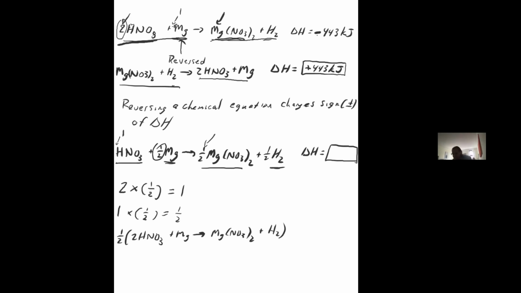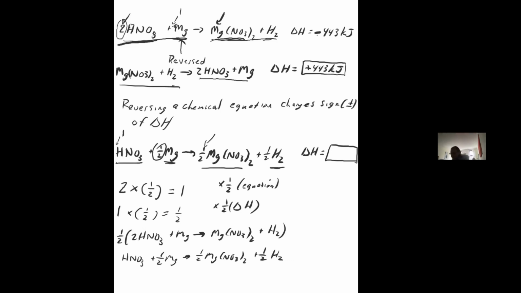Everything by 1/2. And when you multiply everything by 1/2, you get HNO3 plus 1/2 Mg to 1/2 MgNO3 plus 1/2 H2. Okay? So here's our rule. Whatever you multiply the equation by, you multiply delta H by the same number. So if we multiply the equation by 1/2, that means you multiply the delta H by 1/2. You multiply delta H by the same value, the 1/2.